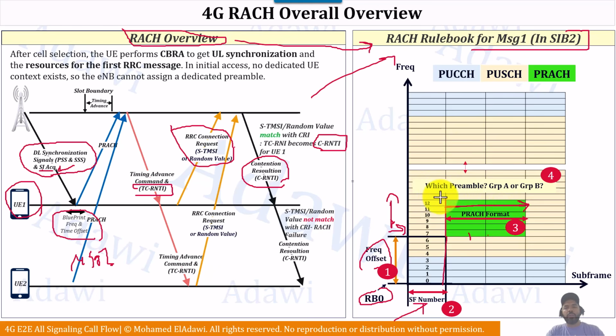So now the UE knows this area, based on these three parameters, where it can use this frame to send message number 1. This is how we get it from the SIB2. Later on we'll go into a deeper dive.